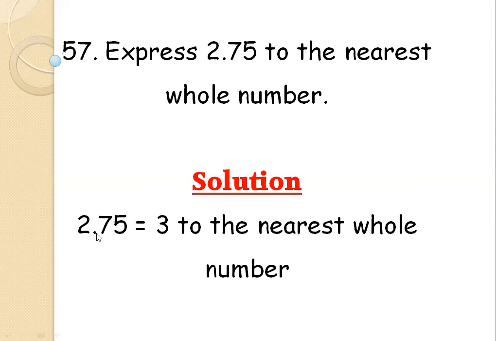So for this, it is 7 after the decimal number. It's bigger than 5. So I'm going to add 1 to this 2 to give me 3, while this will become 0, 0. So 2.75 to the nearest whole number is 3, or I can say 3.00. It's still the same thing.